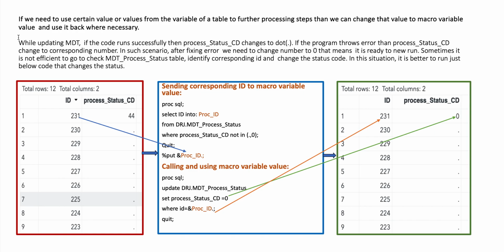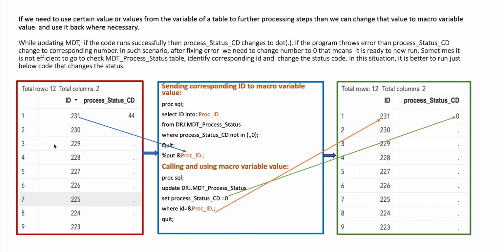Sometimes it is not efficient to go to the MDT process status table, identify the corresponding ID and change the status code. In this situation, it is better to run just the code below that changes the status, where it has used the Proc SQL select into clause to create a macro variable.